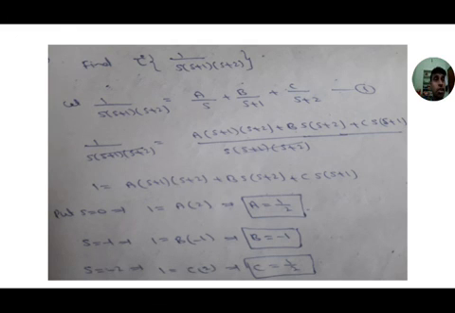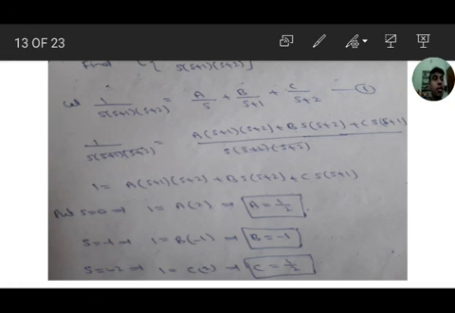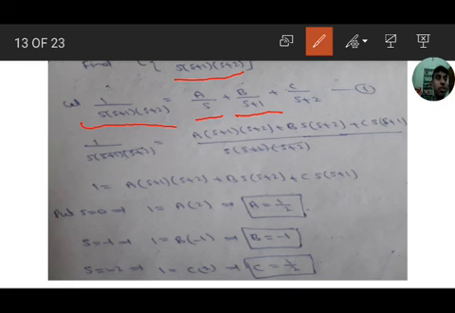Find L inverse of 1 by s into s plus 1 into s plus 2. Means here three factors: s, s plus 1, s plus 2, and the three factors are linear factors only. Means we get three constants, that is 1 by s into s plus 1 into s plus 2 equal to A by s plus B by s plus 1 plus C by s plus 2.